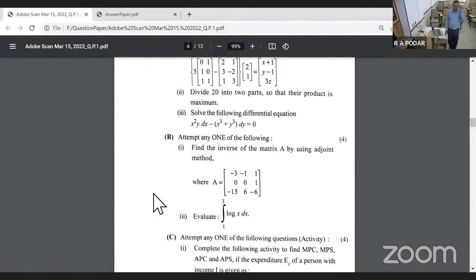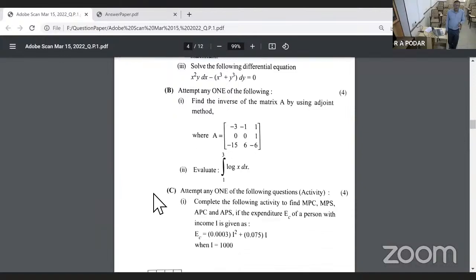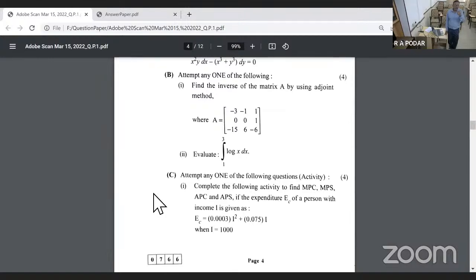Okay. Then attempt any one in B part. So find the inverse. A particular method they mention here, adjoint method. So only that method you have to apply and get the solution. You have to find the inverse of A by adjoint method only. So second question is definite integral. So lower limit and upper limit, 1, 2, 3 log x dx. Very simple question this is. You have to apply integration by parts, and then you can go for the definite integral.